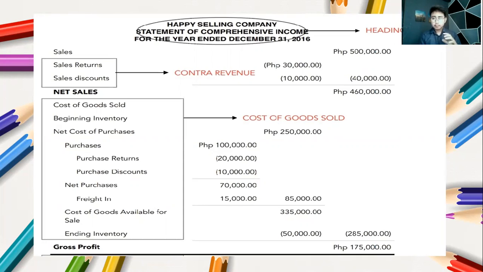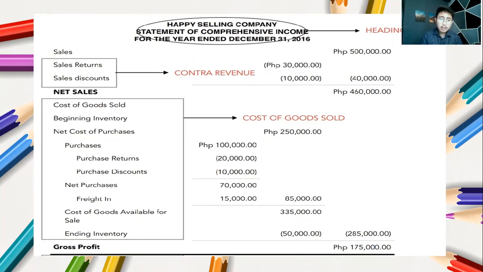Okay? So we need to write the sales, which is we have a total amount of 500,000 pesos. Okay, and we also have the sales return or the sales discount, also known as the contra revenue. After you compute, we will have net sales with a total amount of 460,000 pesos.